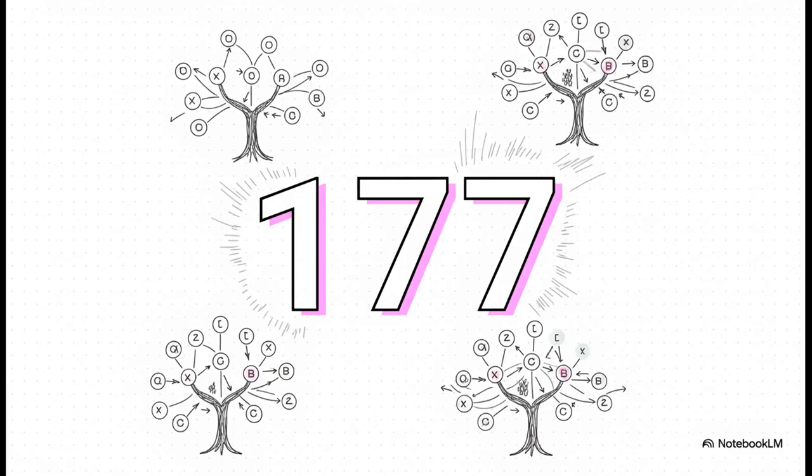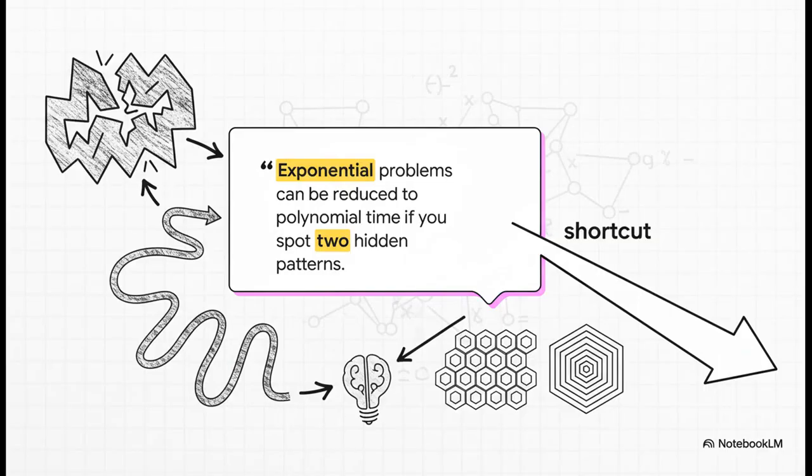Okay, so how much work are we talking about? Well, to get just the 10th Fibonacci number this way, the function has to call itself 177 times. No joke, 177 times. That is a ton of wasted effort for such a tiny result. So how do you get out of this mess? Well, the secret, the shortcut, is all about spotting just two hidden patterns in how the problem is built. If you can find them, you can take a problem that looks like it's exploding and bring it right back down to earth, from total chaos to something manageable.